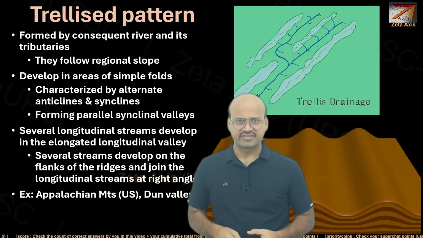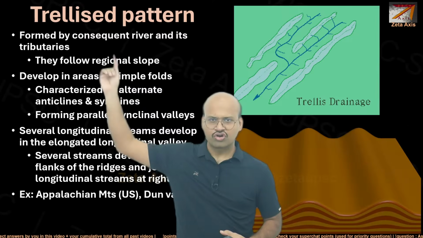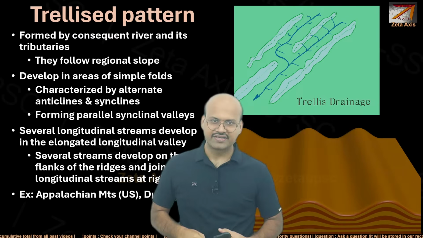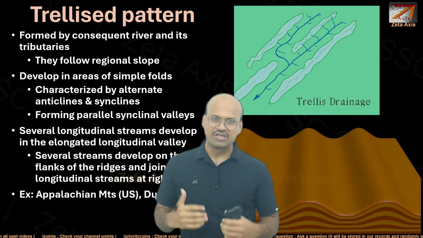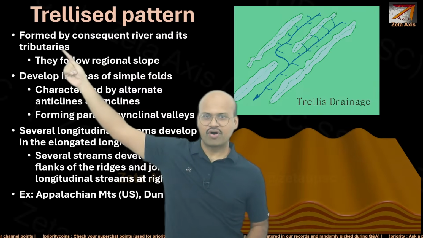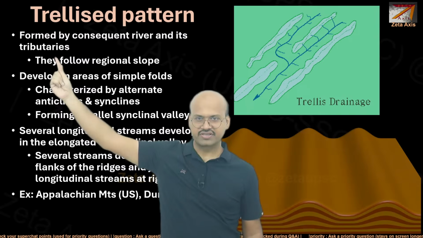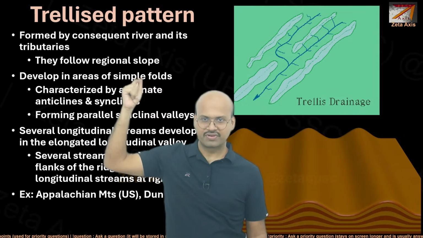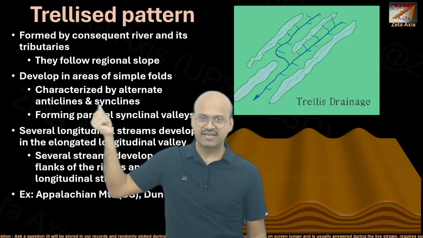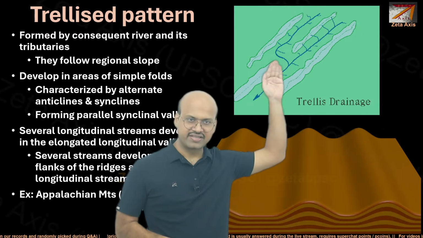Next is Trellis pattern. Now this is a little different. It is formed by consequent rivers. The meaning of consequent river we will see in the next video, where it basically means rivers which follow the general slope of the landform. So here they are formed by the rivers which follow the slope of the region, and its tributaries. They follow regional slope. It develops in areas of simple folds characterized by alternate anticlines and synclines. So this is basically an example of trellis drainage pattern.